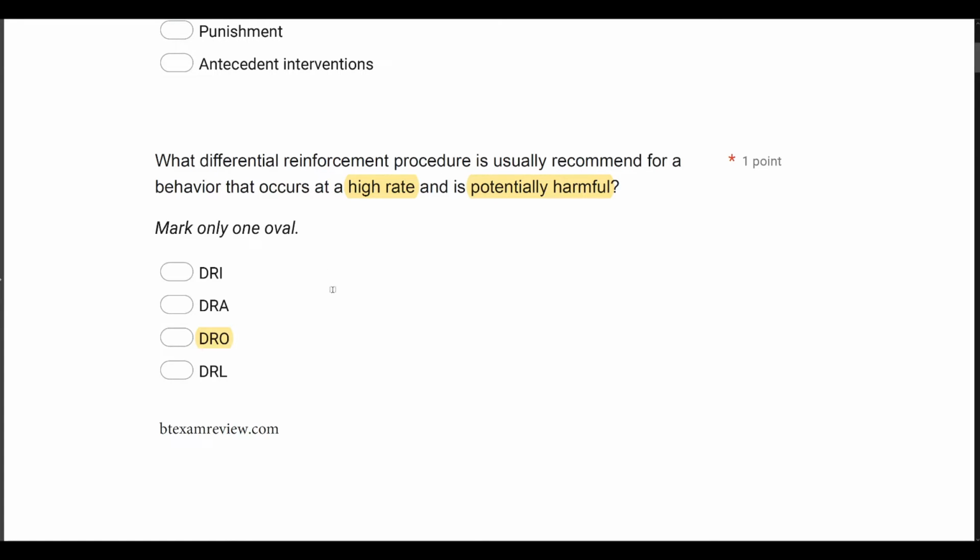DRL is a different type. It's lower rates of behavior, systematically lowering how often it happens. We want to eliminate this behavior. But when you have behaviors that are high rate and potentially harmful, often you'll be recommended a DRO because this is the quickest way to ensure we're reinforcing anything else, right? We just need to get anything else in there. We're not too worried about the replacement behavior. We just need to decrease this harmful behavior as soon as possible.